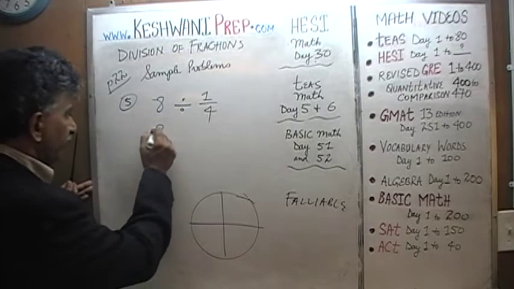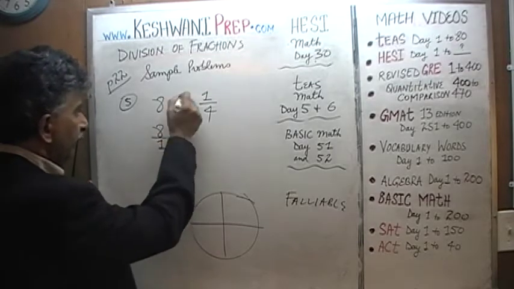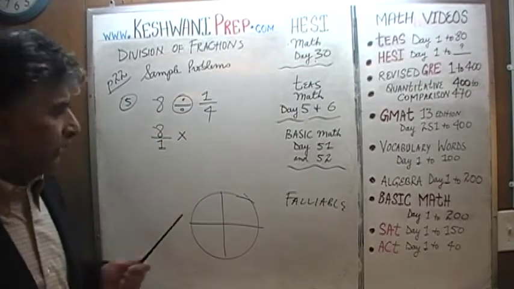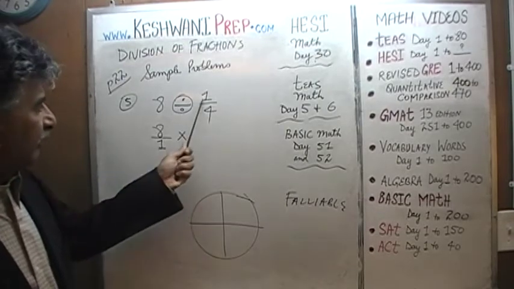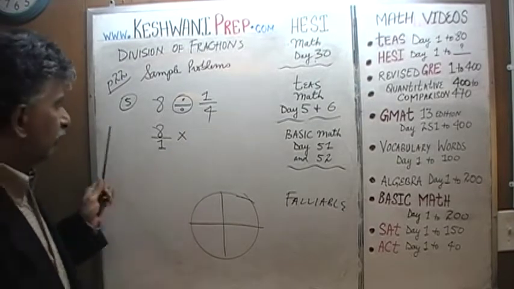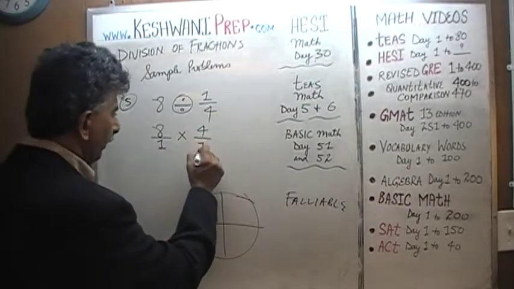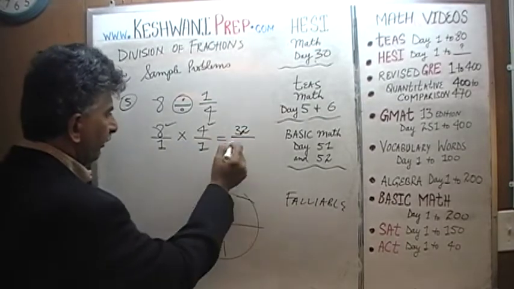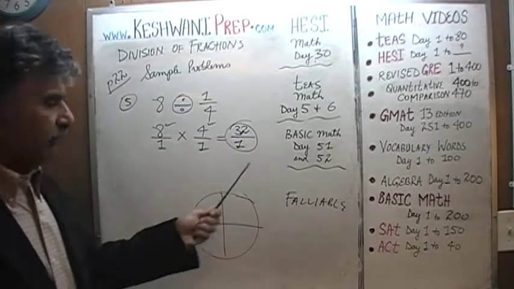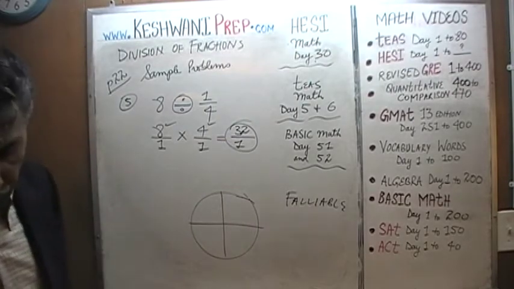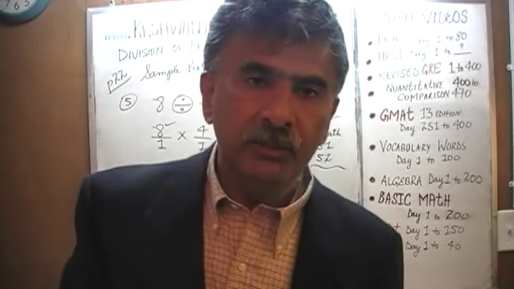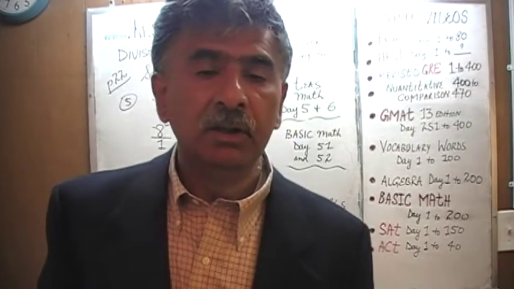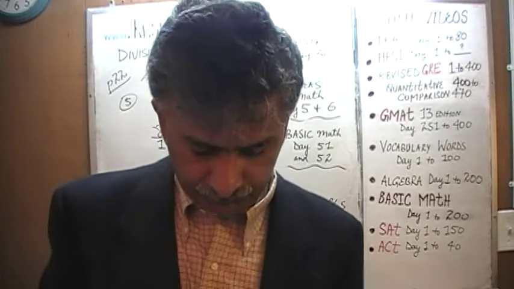8, which is the same as 8 over 1. Division becomes multiplication, as we learned yesterday, and we multiply by the reciprocal of the other one. So 1 over 4 becomes 4 over 1, and we end up with 8 times 4, which is 32, over 1 times 1, which is 1, so 32. But that was a very silly thing to do here. We have to understand at the gut level that 8, when cut into quarters, will yield 32 quarters.